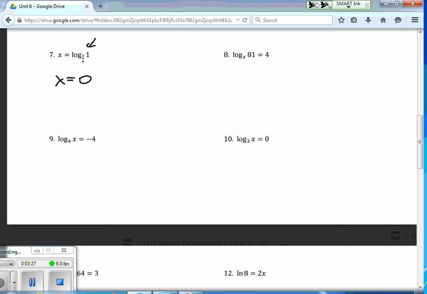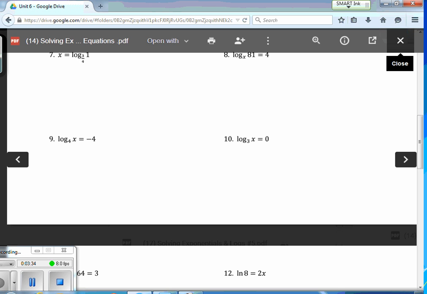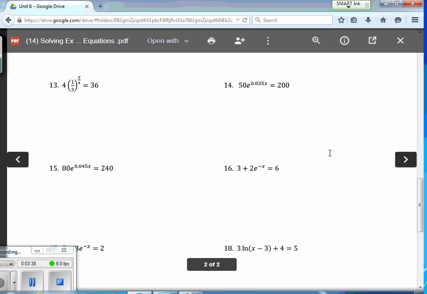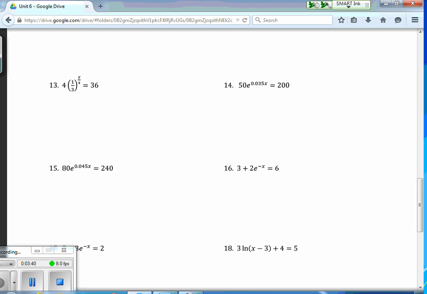All right, moving on. I'm going to get to some where we have to get the clump alone. Get the clump alone. One of my favorite sayings. So let's talk about what the clump is. The clump is whatever is being put to the power if it's an exponential. So that's the clump. So how do I get the clump alone? Divide by 4. And 36 divided by 4 is 9. All right, so I'm going to rewrite now. 1/3 to the x over 4 equals 9. I got the clump alone.